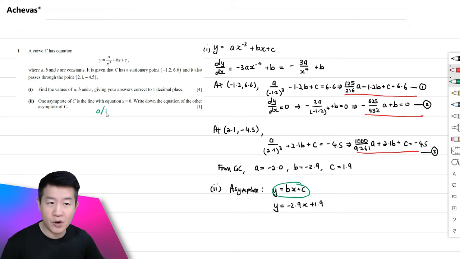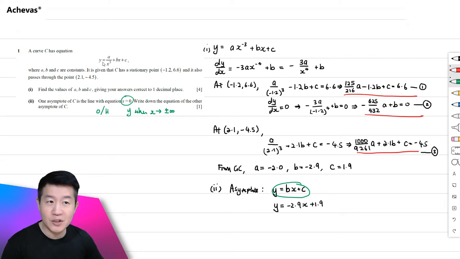For oblique and for horizontal asymptote, they share the same definition. It is the behavior of y when x tends to plus or minus infinity. Go check it out on the theory outline for graphing techniques on the Achevas TV, where it is the behavior of y when x tends to plus or minus infinity. So for example, I look at this and I'm trying to analyze what is the horizontal or oblique asymptote. Since we have already gotten a vertical asymptote, the other asymptote should be either horizontal or oblique, right?